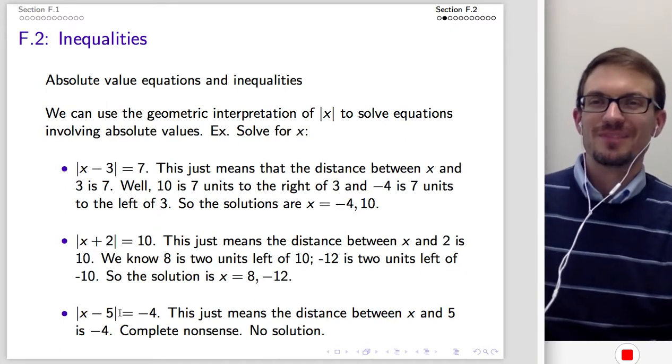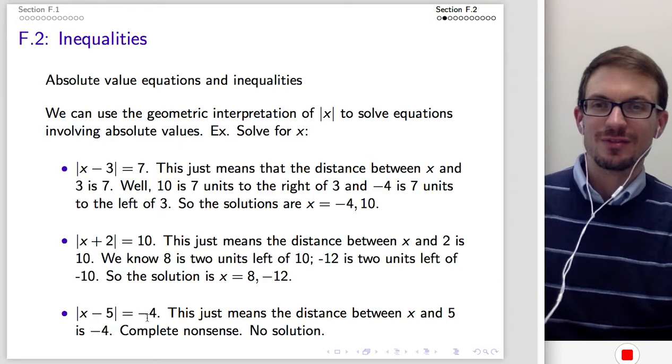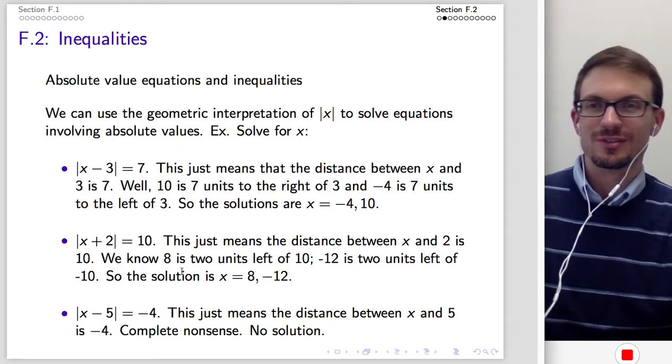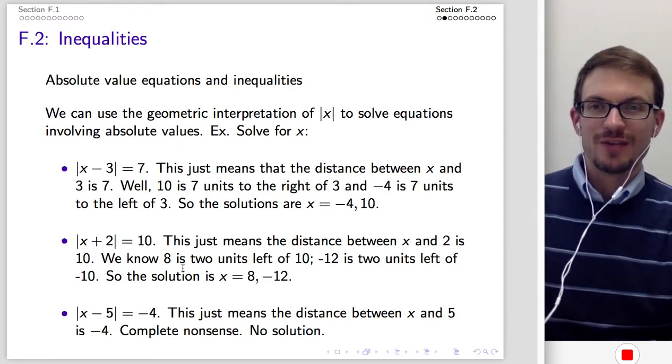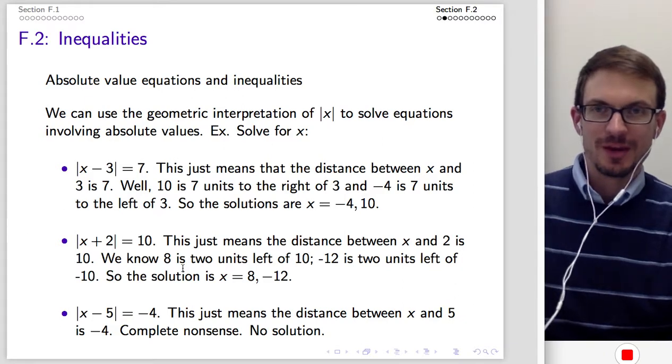And then lastly, absolute value can never be negative, so there's no solution. This is nonsense. X minus 5, absolute value, has to be positive.